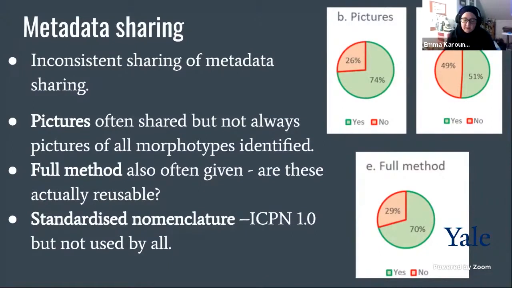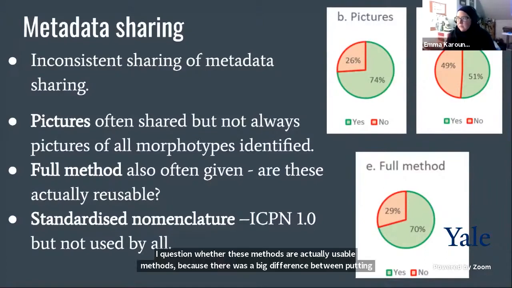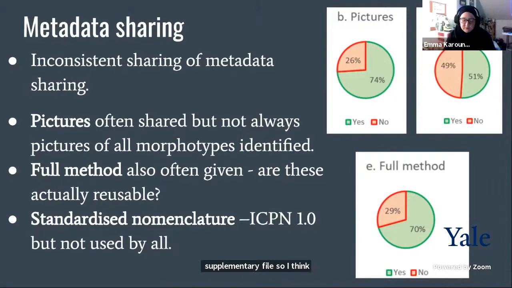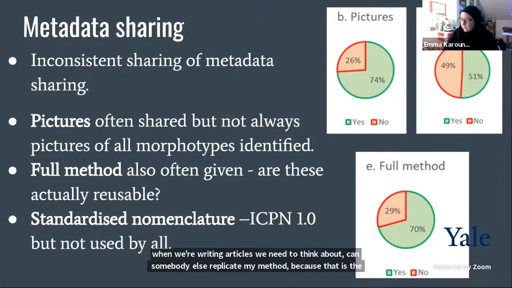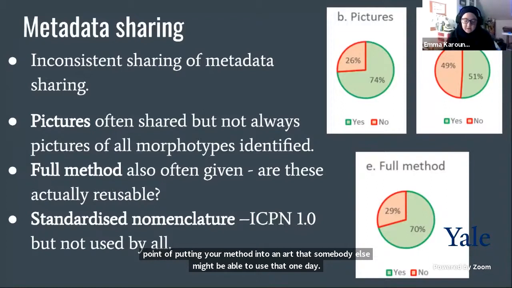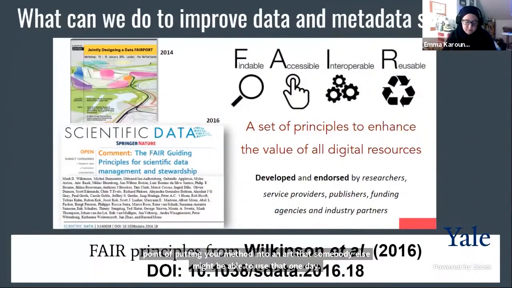And the ICPN 1.0, which I found is only being used by about half the articles, so 51% of the articles in the data set. So what can we do to think about improving data and metadata sharing? Well, we really need to aim to use the FAIR principles.